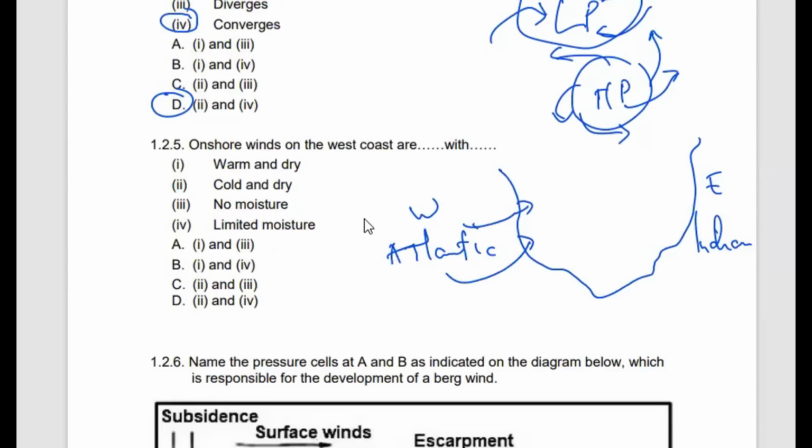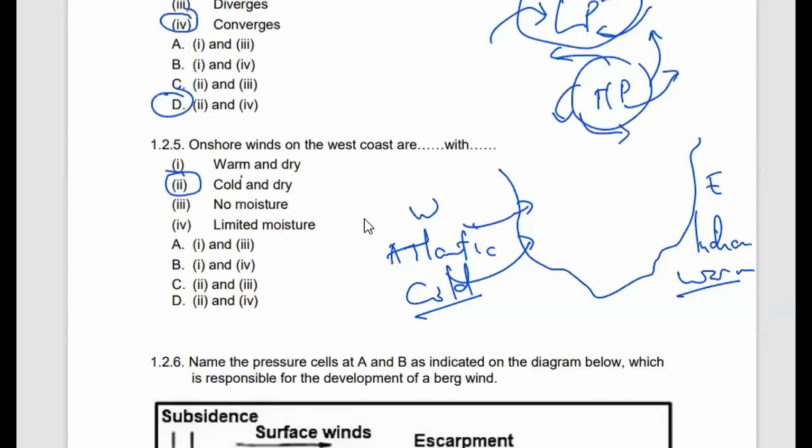What kind of winds are they? Automatically we know that this is a cold ocean because of the cold ocean current, the Benguela, and this is a warm ocean. Because of that reason, we are saying the air is cold. And in terms of moisture content, it will be dry. Cold air has no capacity to contain moisture, but warm air is the one that has capacity to contain moisture. So when the air is cold, automatically it means it's dry.